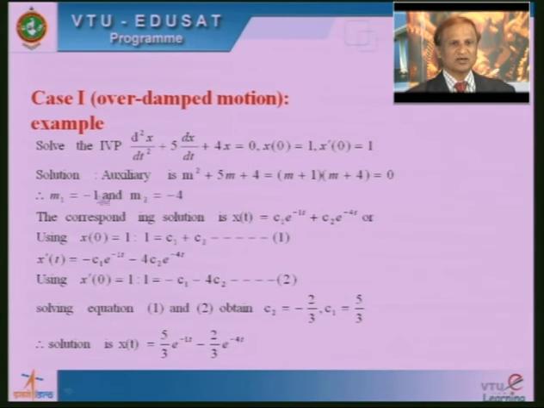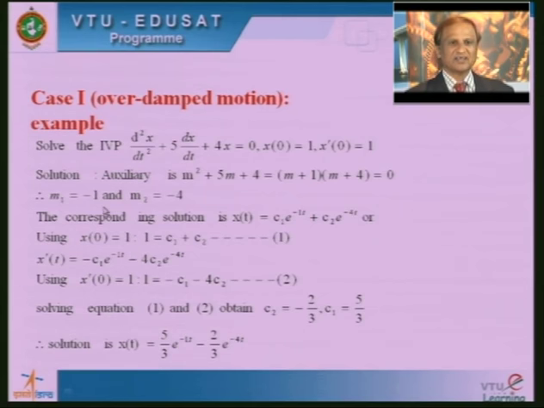You observe the roots are real and unequal. I hope we are able to write down the solution. The solution is x of t is equal to c1 e to the power minus 1 into t plus c2 into e to the power minus 4 into t. And they have given the initial conditions. Now I am going to use the initial condition x of 0 is equal to 1, and I can find the arbitrary constants. I will get the equation c1 plus c2 is equal to 1. You may call it equation number 1.